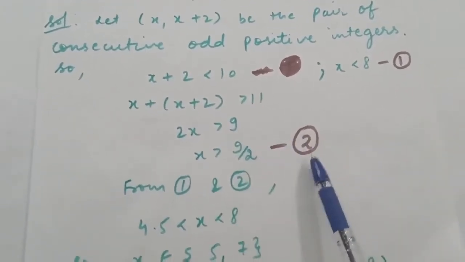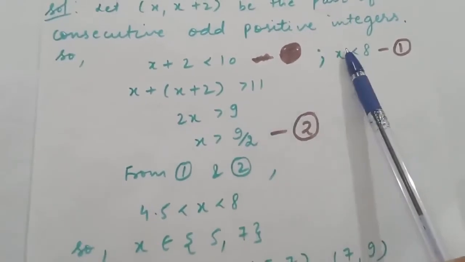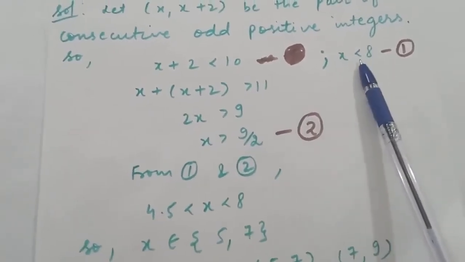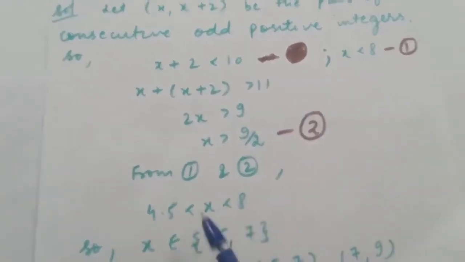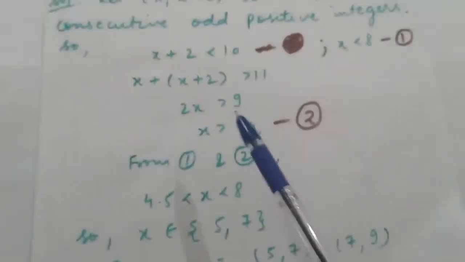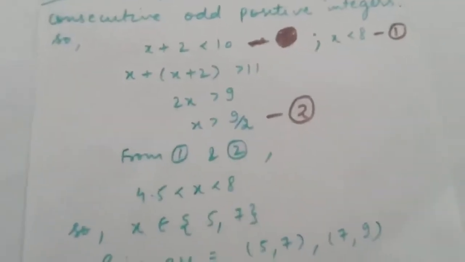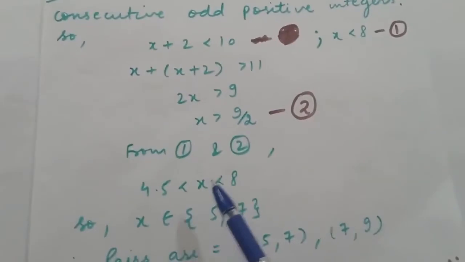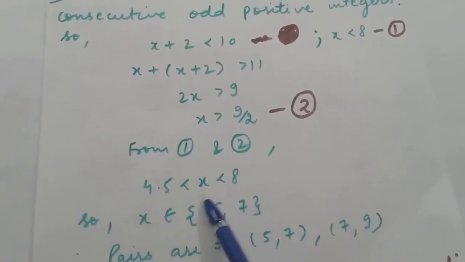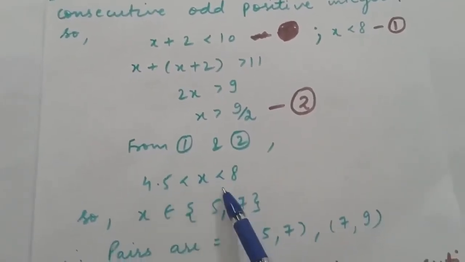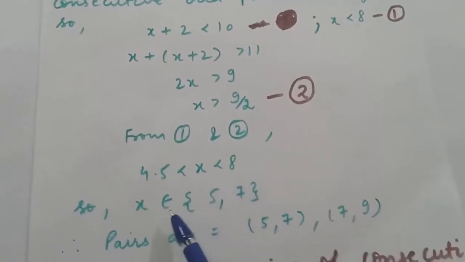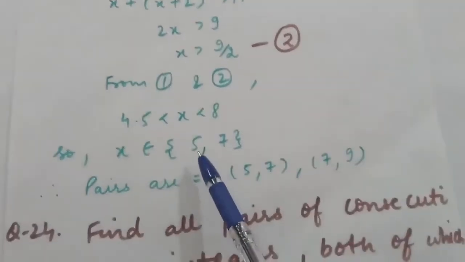Let this be as second. Now from 1 and 2 the result will be x is less than 8 and x is greater than 9 by 2, and 9 by 2 is 4.5. So x is an odd integer greater than 4.5 and less than 8.